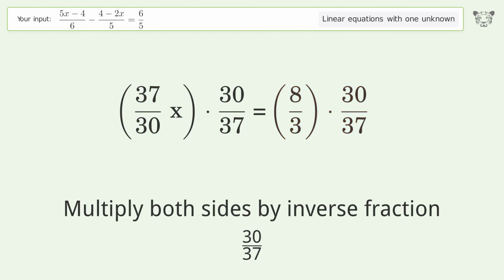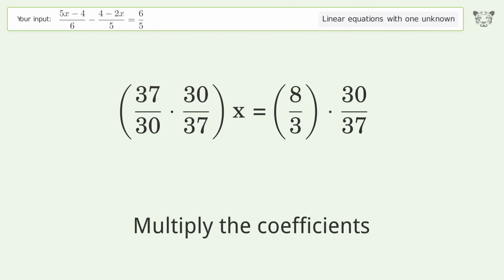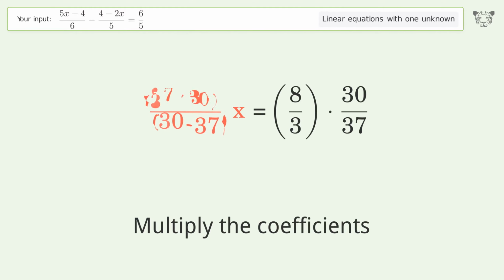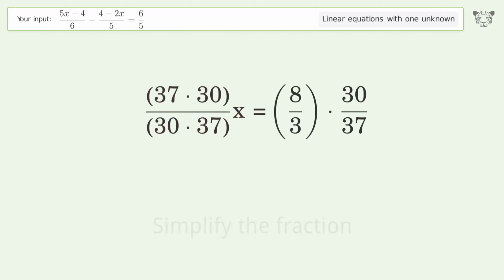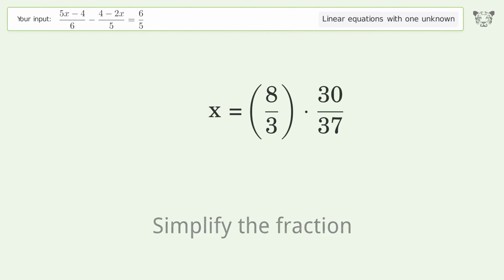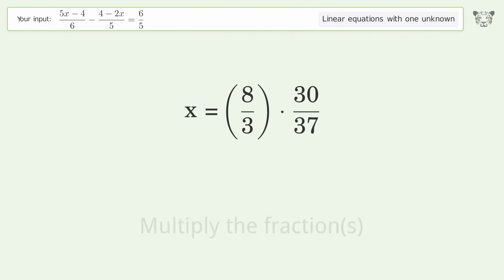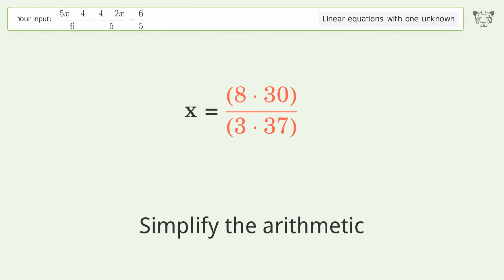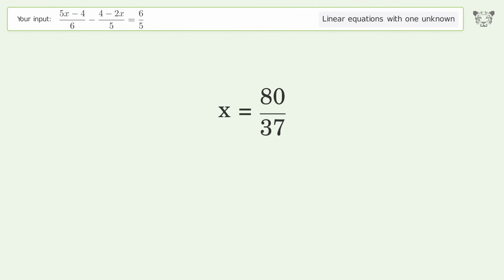Group like terms. Multiply the coefficients. Simplify the fraction. Multiply the fractions. Simplify the arithmetic. And so the final result is x equals 80/37.